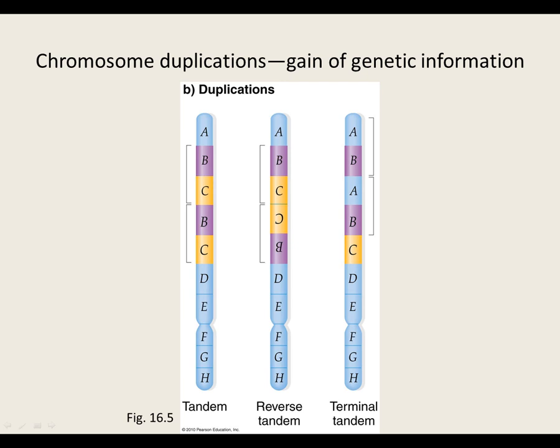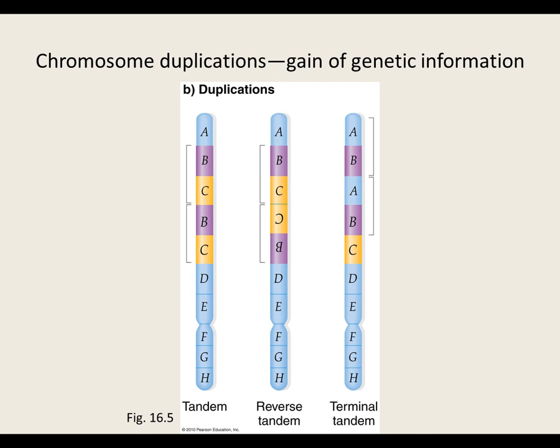This can happen in a couple of different ways. The one shown on the left is a tandem duplication, where segments B and C are simply duplicated right next to one another. In the middle is a reverse tandem, where B and C are again duplicated right next to each other but in the reverse orientation. And then finally, a terminal tandem, where segments A and B are duplicated on the extreme arm or the end of the chromosome here. So again, duplications are the gain of genetic information.